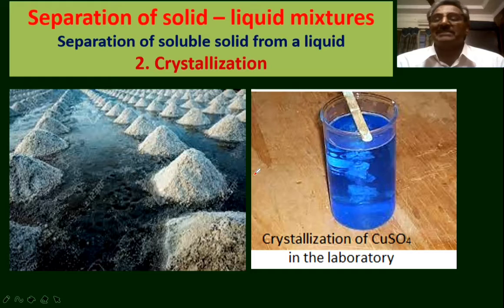The second picture shows the crystallization of copper sulfate in the laboratory. A supersaturated solution of copper sulfate is made. When this solution is allowed to cool, copper sulfate crystals are formed in the container. These crystals can be separated from the liquid either by decantation or by filtration.